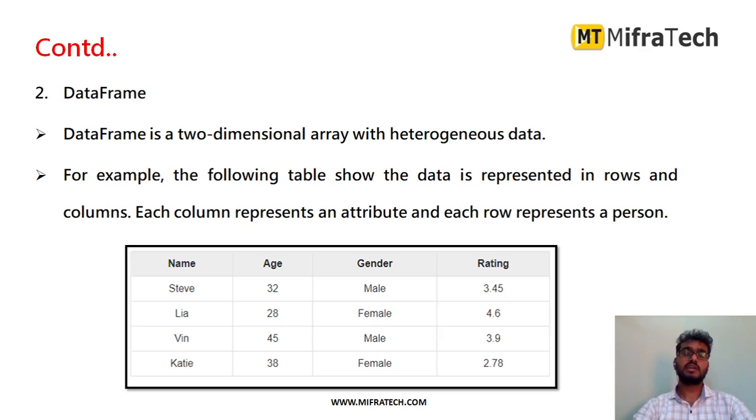The second one is the data frame. As I told, it is two-dimensional, you can call it an array, a combination of rows and columns, where we can store heterogeneous data and homogeneous data too. I have shown an example of how a data frame looks like. It will contain both rows and columns. This is an example of a person with age, gender and rating. In the rows we have values, in the columns we have different values, the persons' contributions. So this is how a data frame looks like. It will help us visualize the data in a very effective manner.